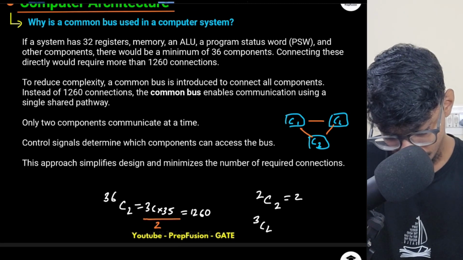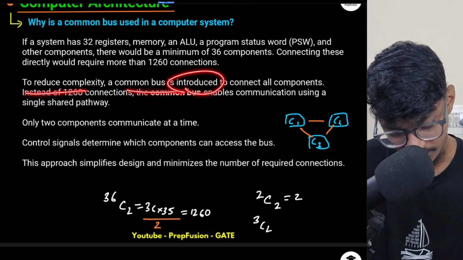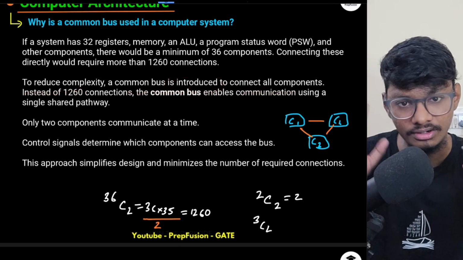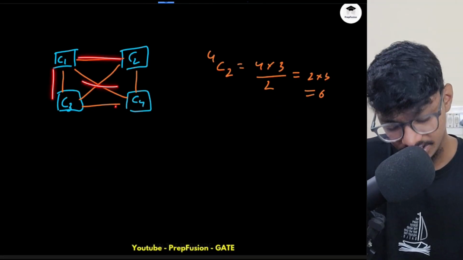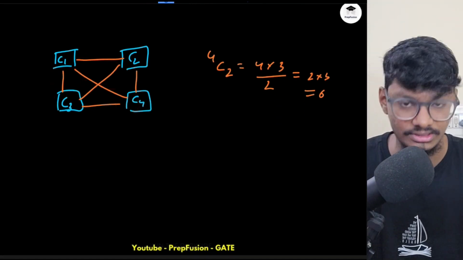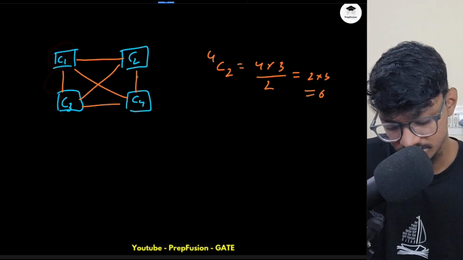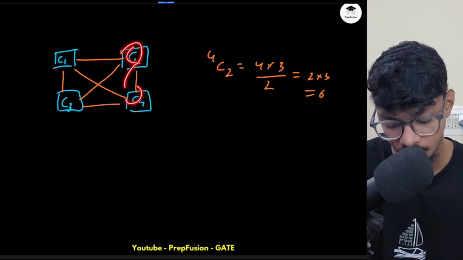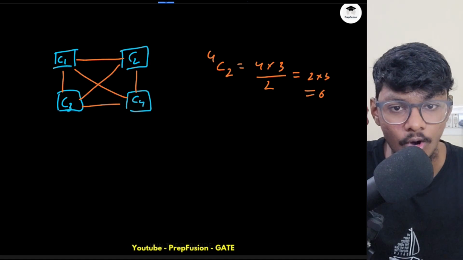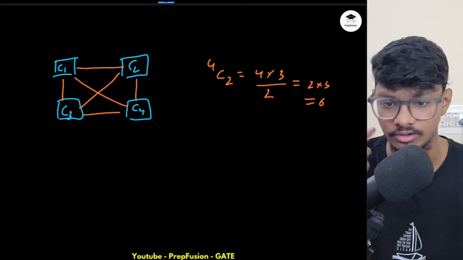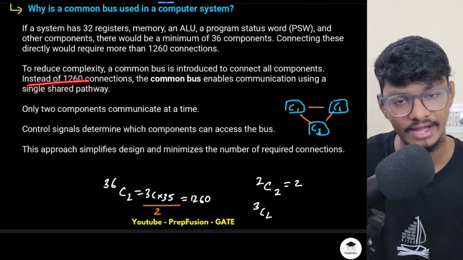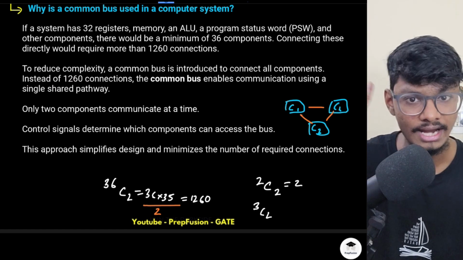To reduce the complexity, a common bus is introduced to connect all the components. I cannot have each component interconnected with every other. Then when I send some data from C1 to C3, only this wire will be used, and if I send data from C2 to C4, only that wire will be used. That will be very complex and hectic because I will have so many wires. I don't want that. So, to simplify, we have a common bus, where data flows at once.